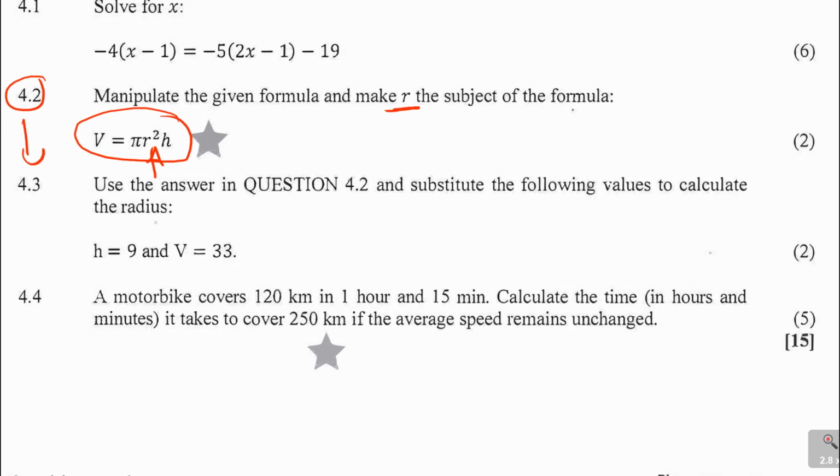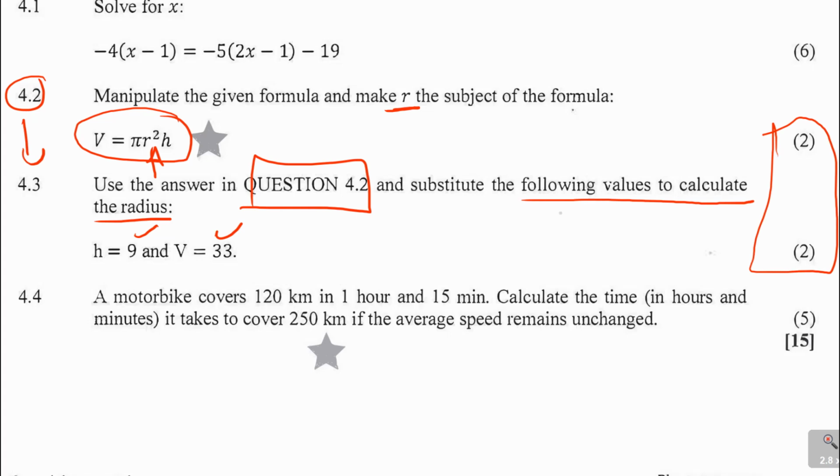Then they say now this continues. You see, it flows from you to say use the answer in question 4.2 and substitute the following values and calculate the radius. Again, where there is h you put 9, where there is v you put 33. It's 4 marks at the end, and these are very important marks, and you can't afford to lose that.